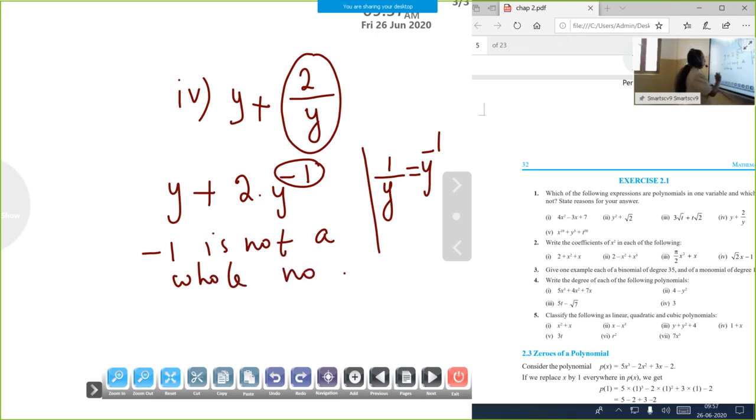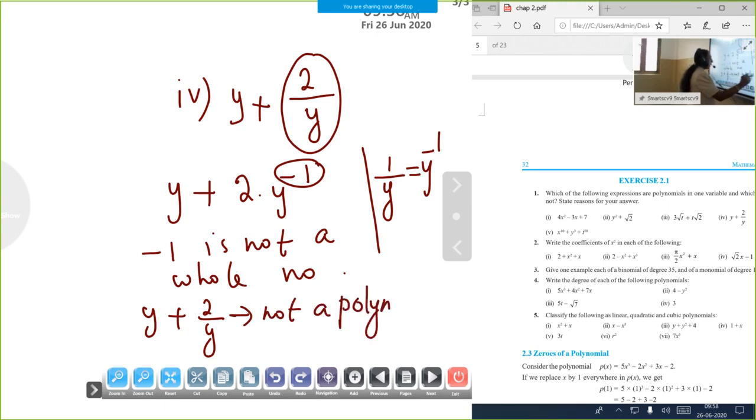So what can you write? Therefore, y plus 2 by y: is it a polynomial or not? This is not a polynomial. The variable's power is not a whole number. Therefore, y plus 2 by y is not a polynomial. Okay. I will explain that question again. Your question is y plus 2 by y. We know that 1 by y equals y raised to minus 1. Then y plus 2 by y means y plus 2 into y raised to minus 1. The variable's power is minus 1. This minus 1 is not a whole number. Therefore, this expression is not a polynomial. Okay, children? And next one.